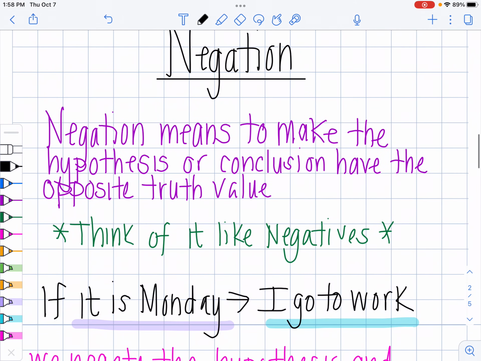Next, negation. It means to make the hypothesis or the conclusion have the opposite truth value. Basically, I'm thinking of it kind of like a negative sign when I'm multiplying numbers.